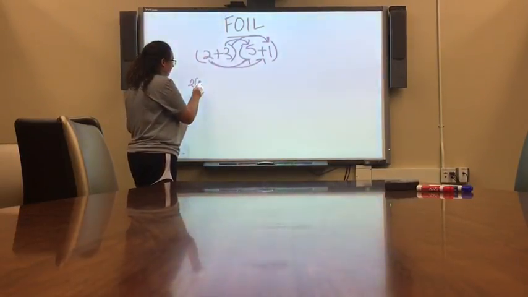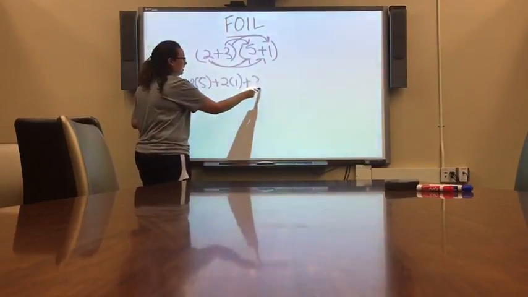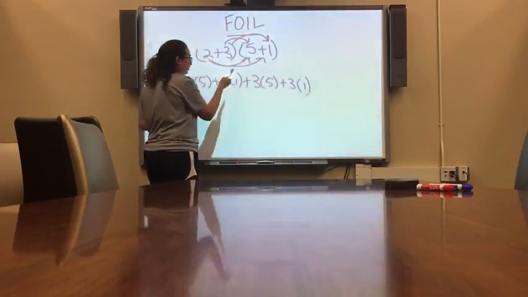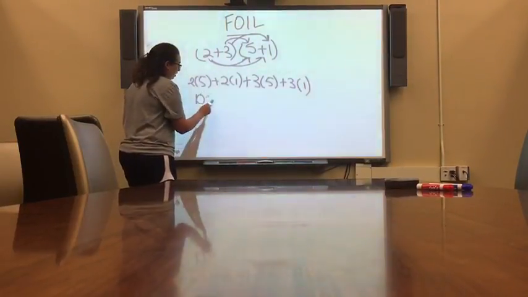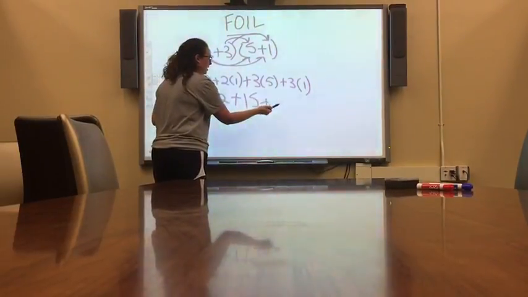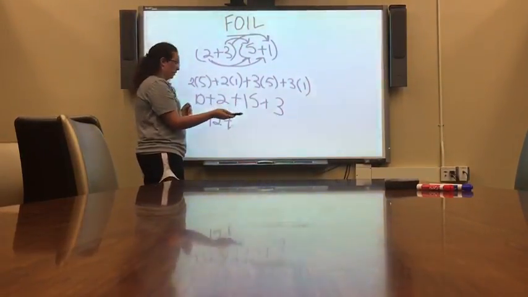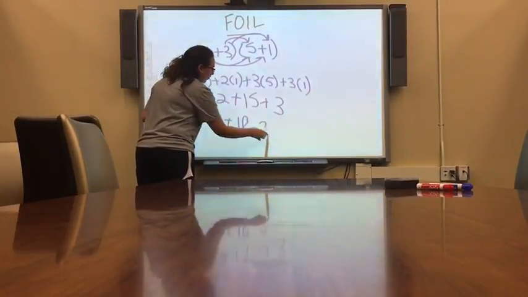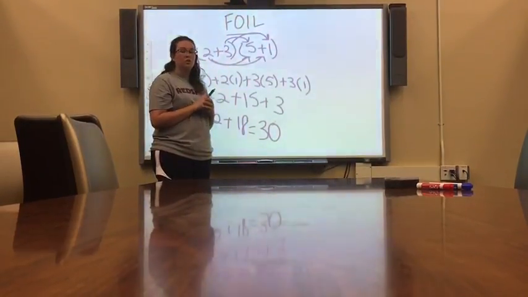We're going to do 2 times 5 plus 2 times 1 plus 3 times 5 plus 3 times 1. And once we have done the FOIL, we just do simple computation and add these together. So 2 times 5 is 10, plus 2 times 1 is 2, plus 3 times 5 is 15, plus 3 times 1 is 3. So 10 plus 2 is 12, plus 15 plus 3 is 18. So when we add 12 and 18 together, we get 30. And that is how you do FOIL, which is just an extension of the distributive property of multiplication over addition.